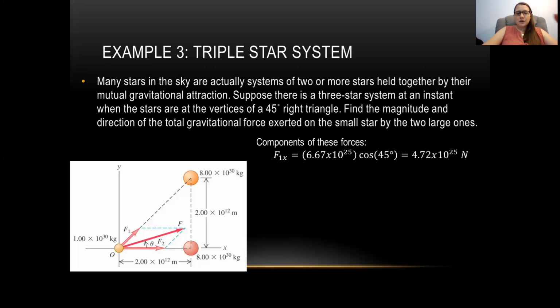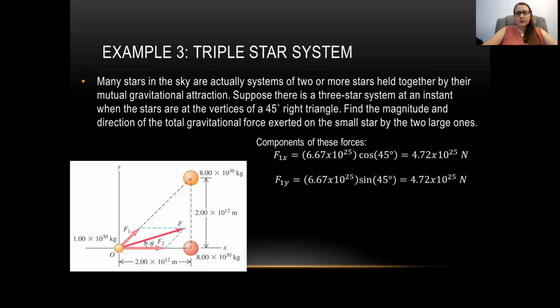Right, so thinking about the components of these forces, this first force from this first star, if we're looking at just that x component, we're going to plug in that force times the cosine of the angle, 45 degrees. Right, it's a 45-degree right triangle. So that gives us an x component of the force of 4.72 times 10 to the 25 newtons.